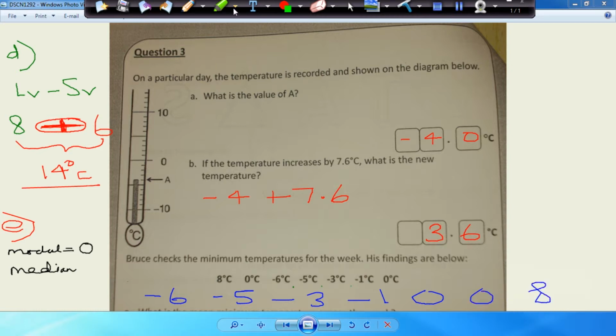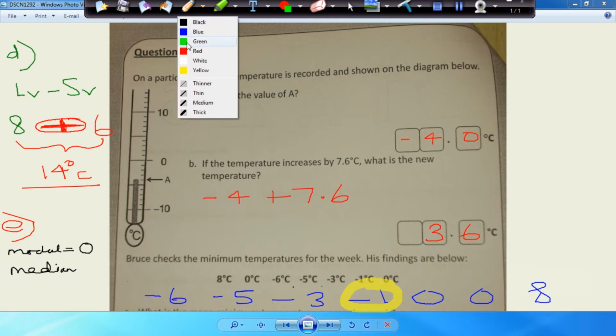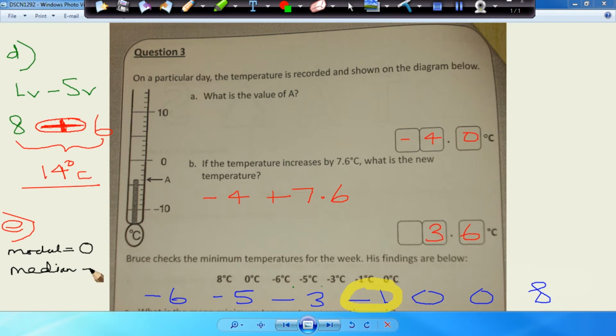So now we can find the middle value. We've got 7 values. The middle value should be the 4th value. So the middle value gives us an answer of minus 1. Okay, that's the median. Hang on a second, I don't think we've finished yet. So the median is equal to minus 1.